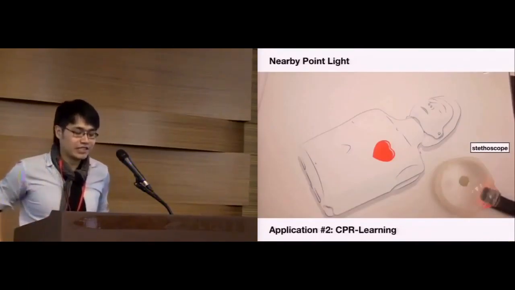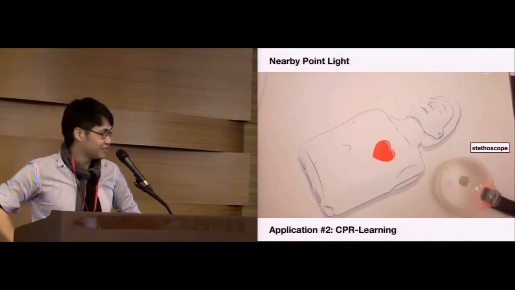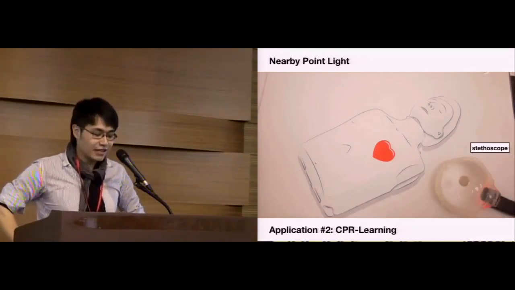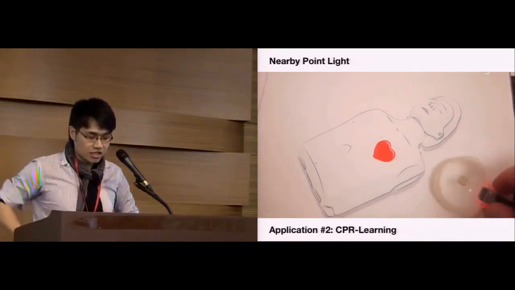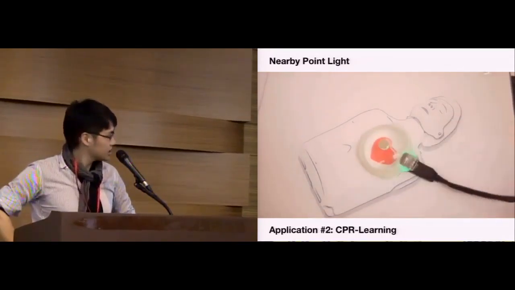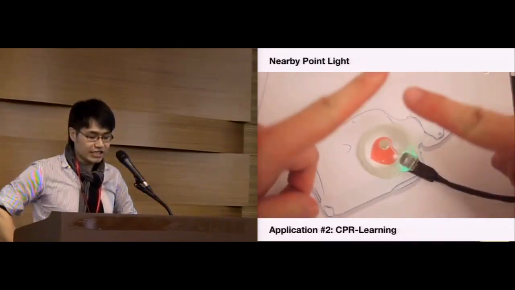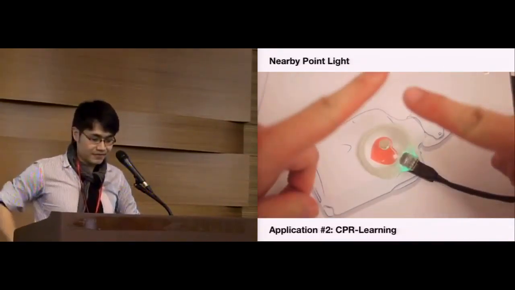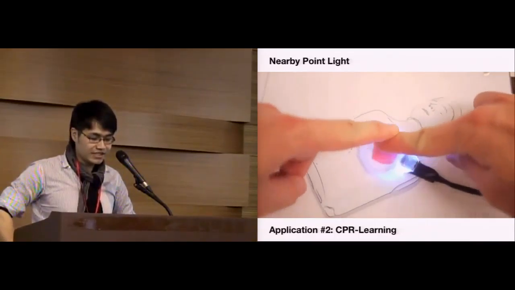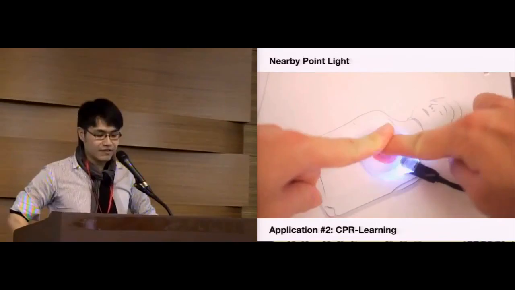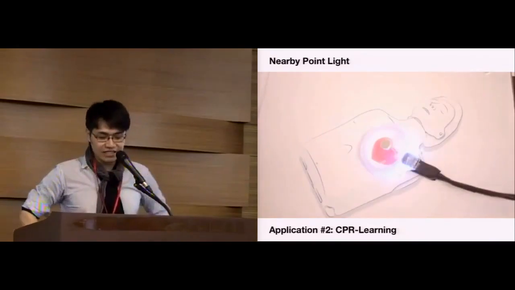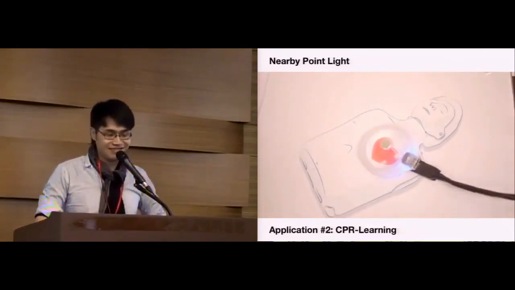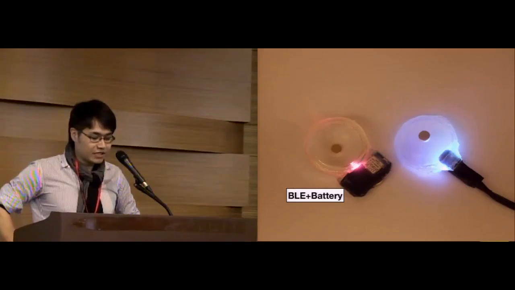Second, output with a nearby point light. In a CPR learning program, a user uses an LED-mounted flexible convex lens as a stethoscope. When placing the stethoscope on the patient's heart, the user sees the point light change and hears the heartbeat. And then the user presses and releases the soft convex lens at a constant rate to save the patient. So the blinking light shows it's well done. By the way, the LED-mounted convex lens can be made wireless with a BLE module and battery.